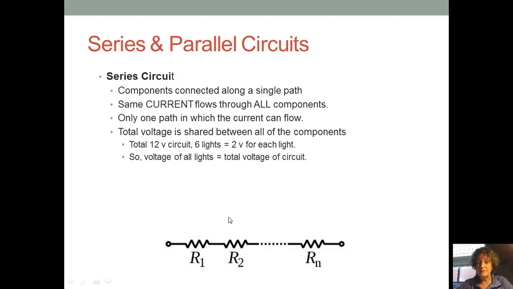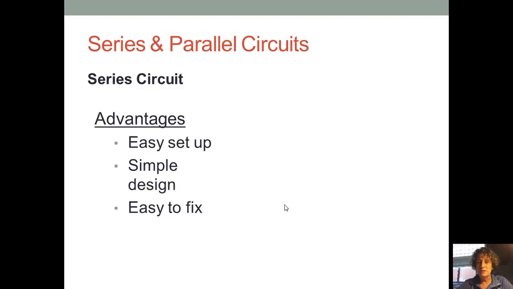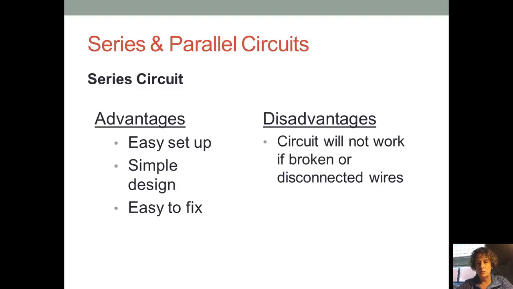So down below, if we look at this, we've got 12 volts, we've got 3 lights. We know that we will have 4 volts for each of these components if this was our actual circuit. The advantages of a series circuit is that it's easy to set up. It's a simple design. There's only one path for electricity to flow, and it's easy to fix. If we have a lamp burn out, we can easily figure out what lamp we need to replace. The disadvantages of a series circuit: the circuit will not work if it's broken or disconnected wires.